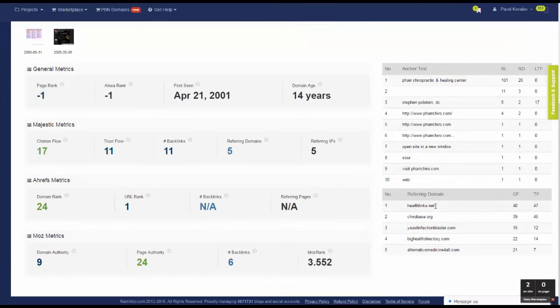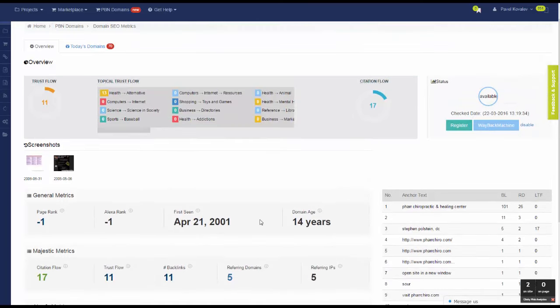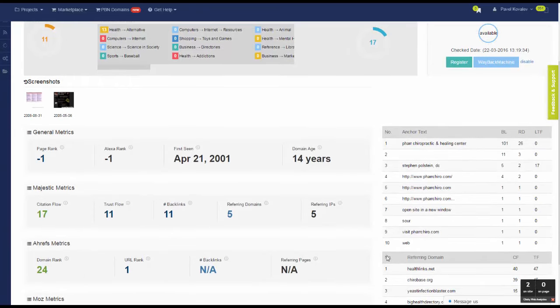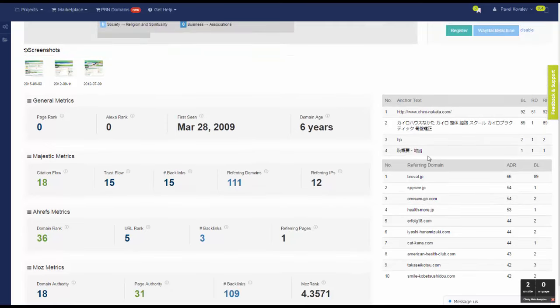And it has links from health links, Chiro base, infectional blaster, big health directory, the alternative medicine for all. So it's basically exactly what you would expect from a good domain. As I said, there's no perfect domain. You can't really keep searching and waiting until the best chiropractic domain is available with extremely high metrics and all other possible criteria, but it is a good start.